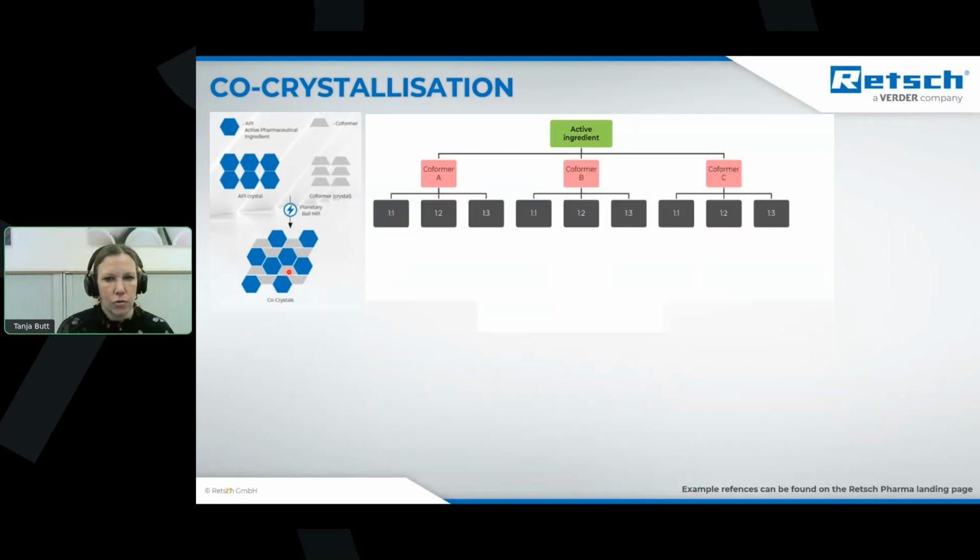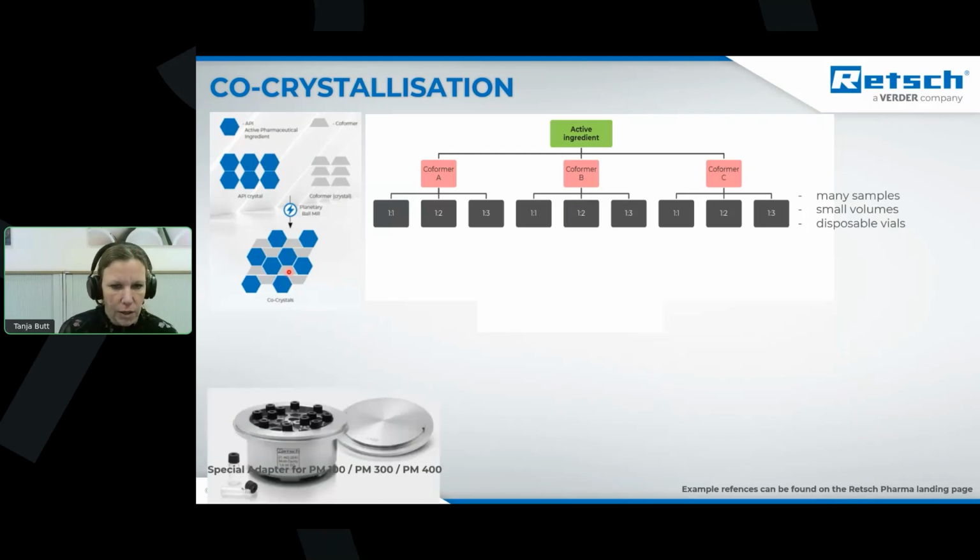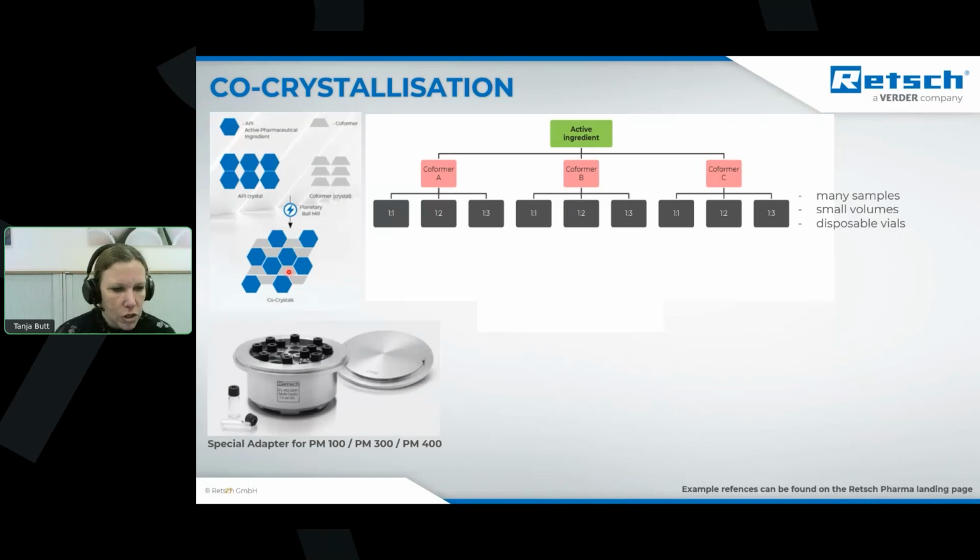It's very interesting. You maybe do not know what is the best co-former, A, B, C, and in which ratio, 1:1, 1:2, 1:3. You need to figure out, so you do screening experiments, and you need many samples, small volumes, because you do not waste so much material. You only work in small portions, and disposable vials are also nice. You do not have to clean everything. So here we can offer a special adapter for our planetary ball mill system, which works with these gas chromatography glass vials.